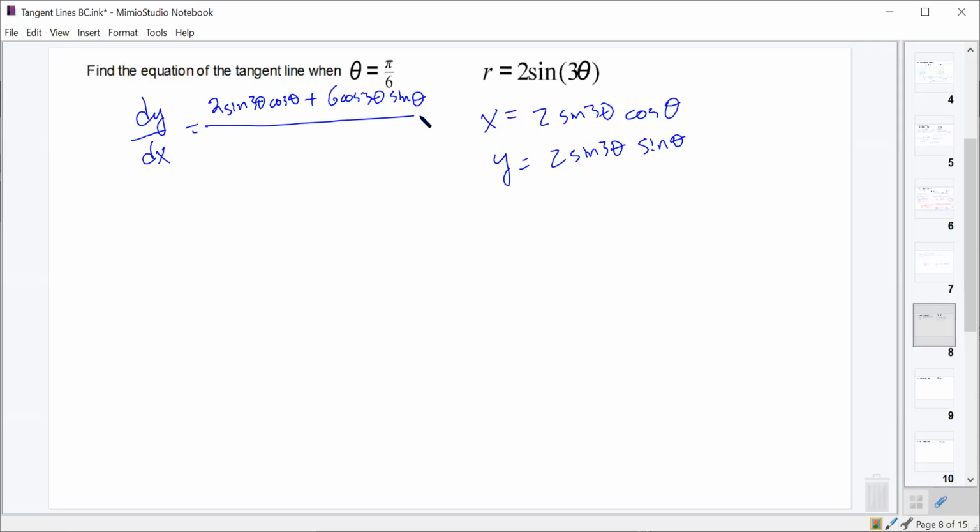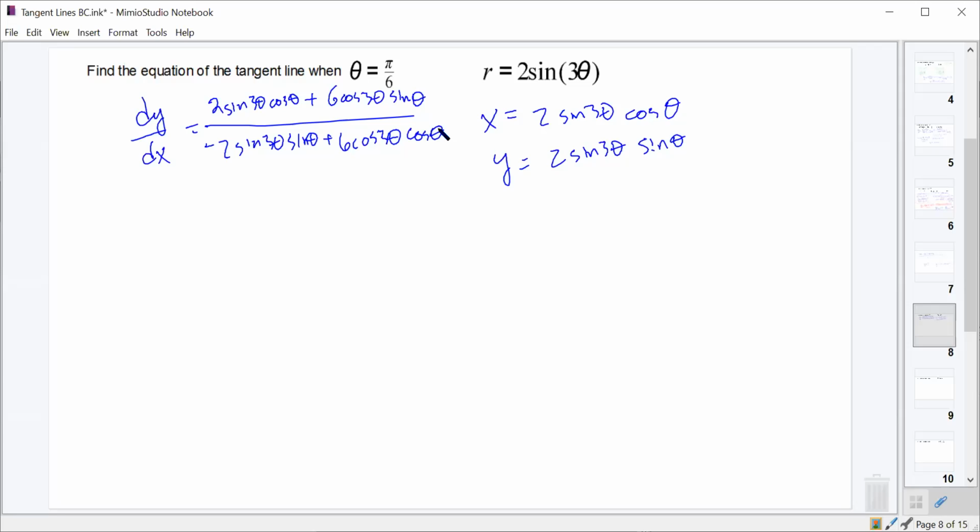And what about dx d theta? Should be 2 sine 3 theta times the derivative of cosine, so negative 2 sine 3 theta sine theta. And then plus the derivative of this, which is plus 6 cosine 3 theta times cosine theta. Everybody good with dy dx?